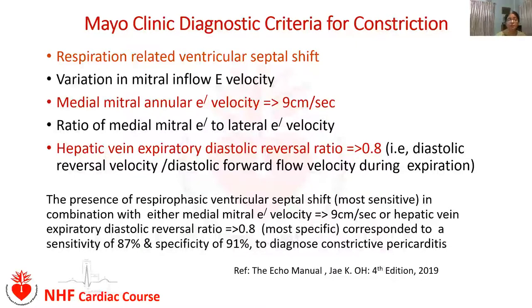Studies showed that the presence of respiratory ventricular septal shift in combination with either medial mitral E prime velocity equal to or more than 9 cm per second or hepatic vein expiratory diastolic reversal ratio equal to or more than 0.8 corresponded to a sensitivity of 87% and a specificity of 91% for diagnosing constrictive pericarditis. So we should take these parameters and echo features as the key points, and as the take-home message for our echo diagnosis of constrictive pericarditis.